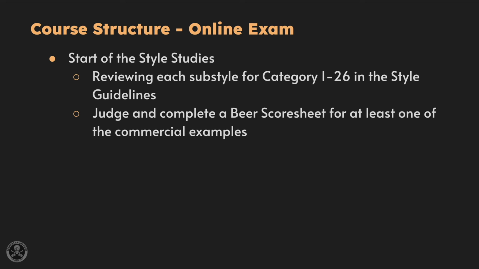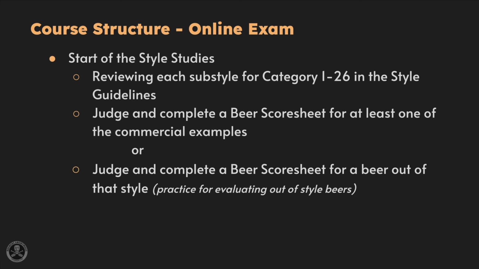If you can't find a particular commercial example listed for the style that we're studying at the time, we're going to judge and complete a beer score sheet for a beer that's out of style. And that is practice that we will need. It's essential practice. We're going to be judging beers in our exam that aren't to style. We're also going to be judging beers that are flawed. So we need the practice to know how well a beer is to style as much as we need to know how off a beer is from style.